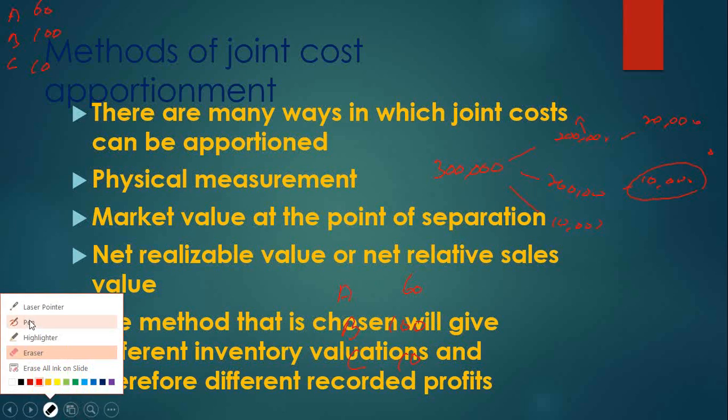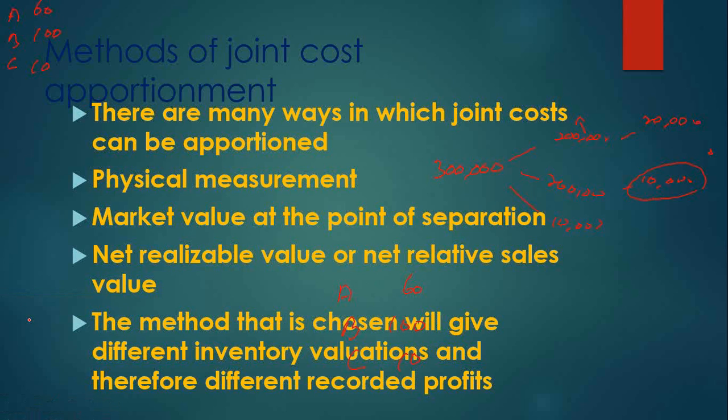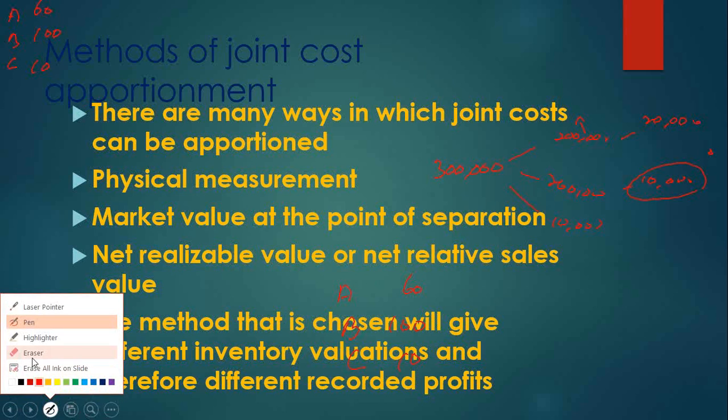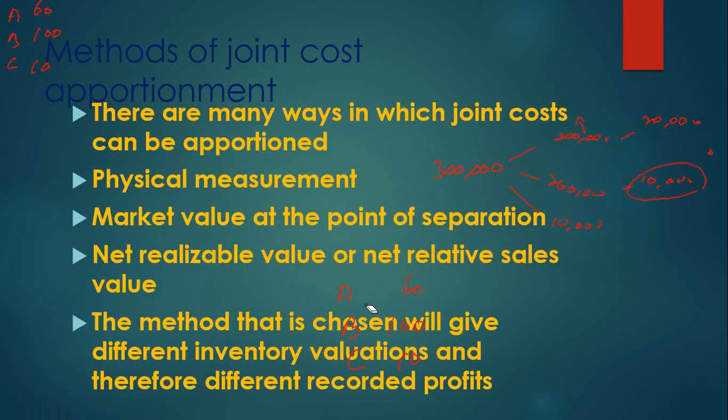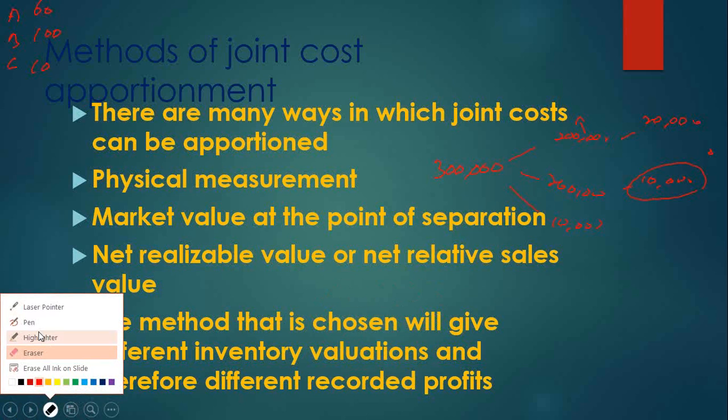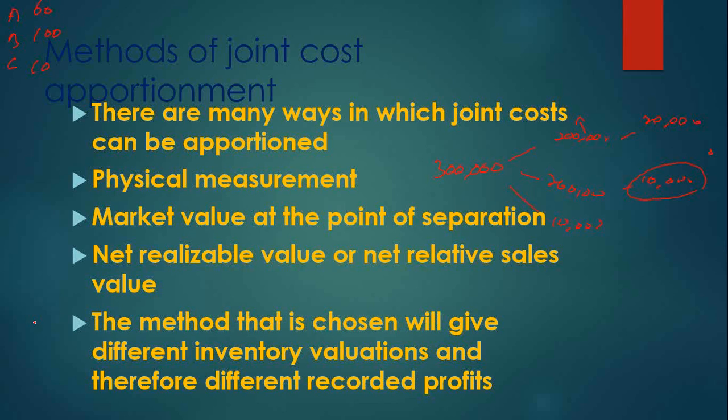So, let's assume that we are not going to allocate it according to the number of units, because the number of units, as I said, is good if it is the same kind of product, almost identical. In that case, you can go by the number of units. But if the number of units is not good, what is the basis we can apply? We can apply the market value at the point of separation. The market value at the point of separation is 200 and 260.